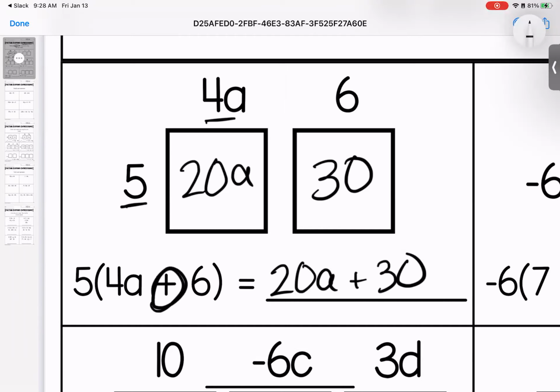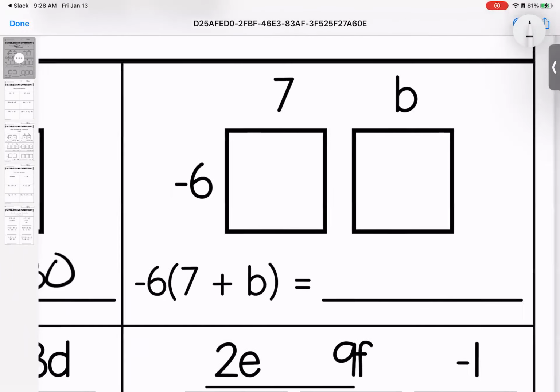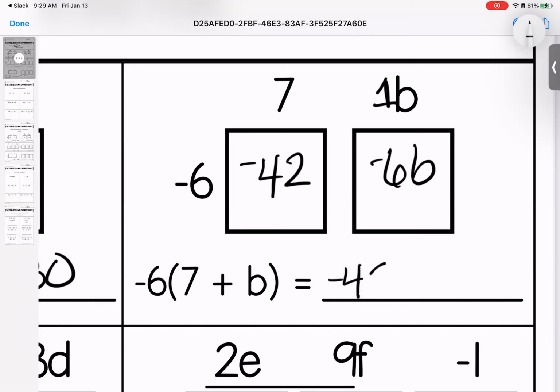Remember to bring your plus and minus signs through when you are working it out. All right, 6 times 7 is 42. The 6 is negative, so my 42 is negative. 6 and b is 6b, because really when it's by itself, it's like a 1. This is also negative. So we have negative 42 minus 6b. And if you wanted to do your keep, change, you could.